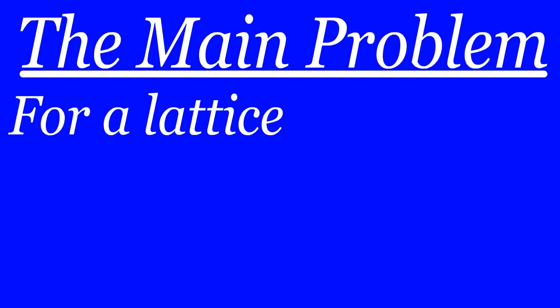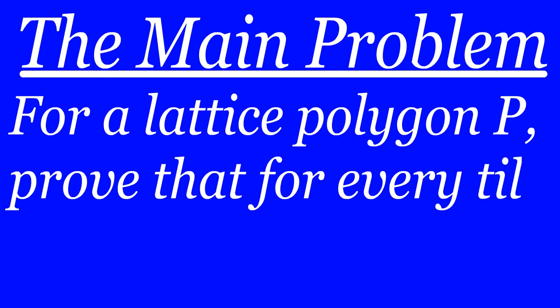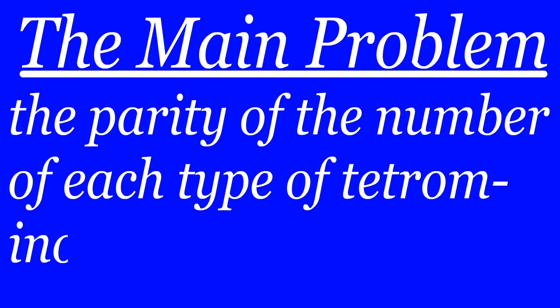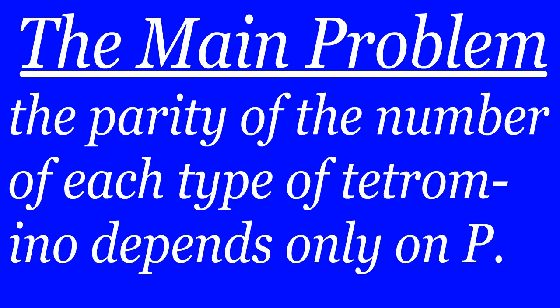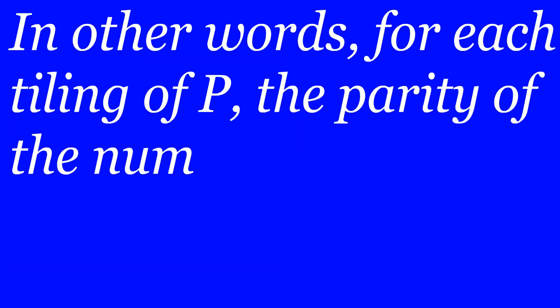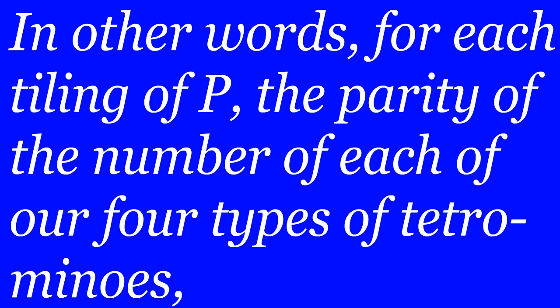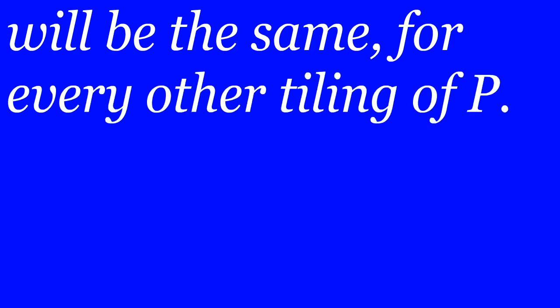The main problem. For a lattice polygon P, prove that for every tiling of P by tetrominoes, the parity of the number of each type of tetromino in the tiling depends only on P. In other words, for each tiling of P, the parity of the number of each of our 4 types of tetrominoes will be the same for every other tiling of P.